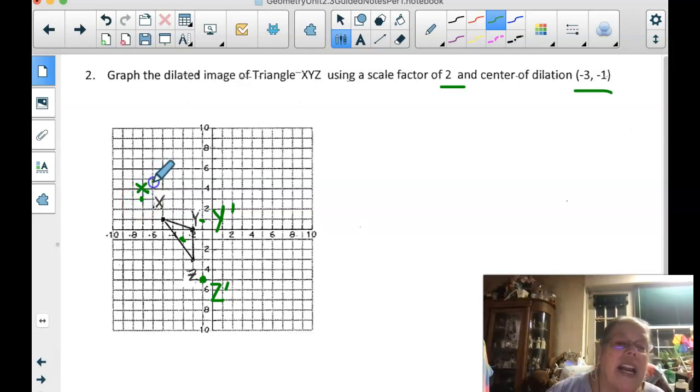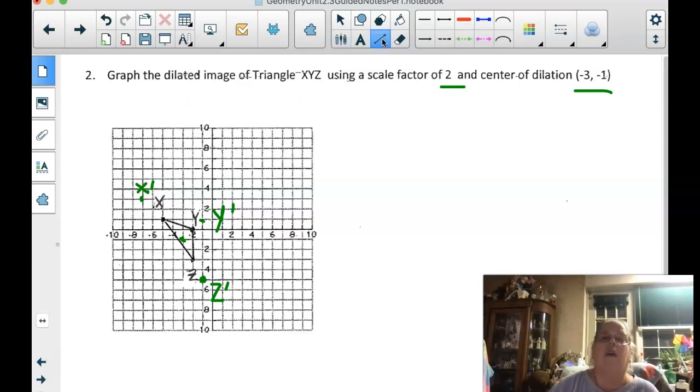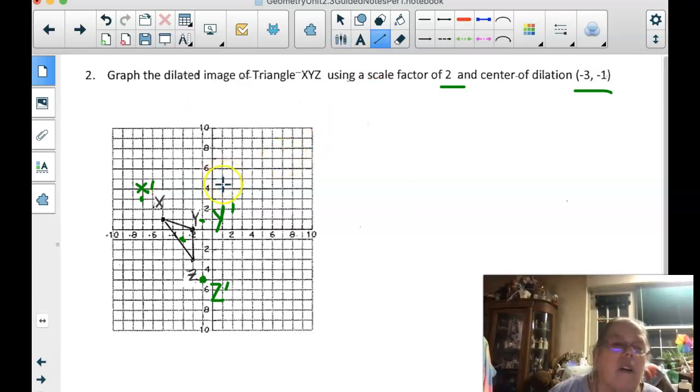Okay, now I'm going to connect the dots and you'll see what it looks like. And I am totally using the line tool because you've seen me attempt to draw. Okay, I'm hoping this is a color, but we'll see. All right, I'm going to connect Y prime and Z prime. Okay, can you see that?